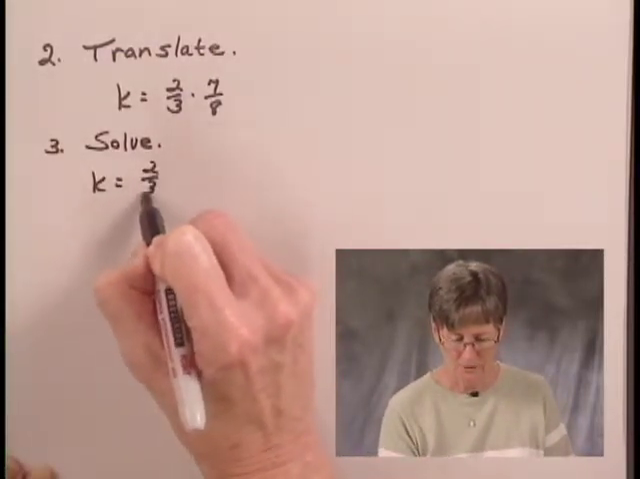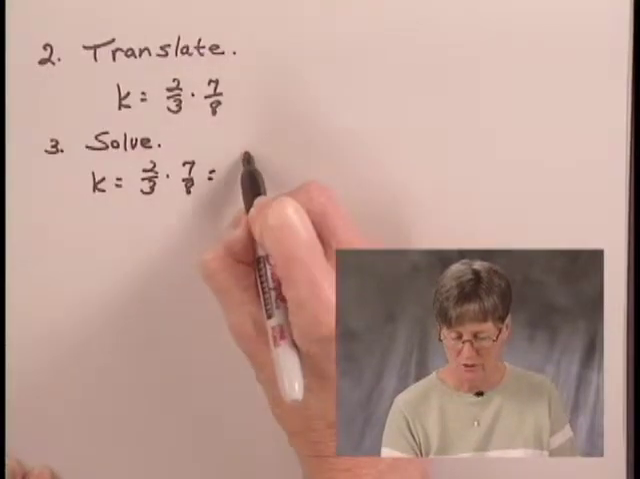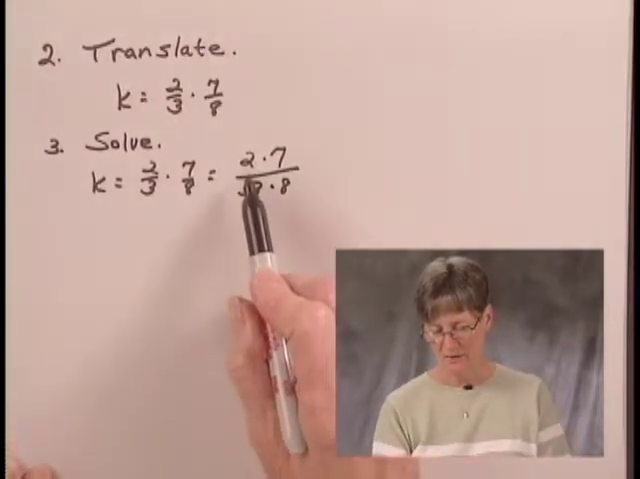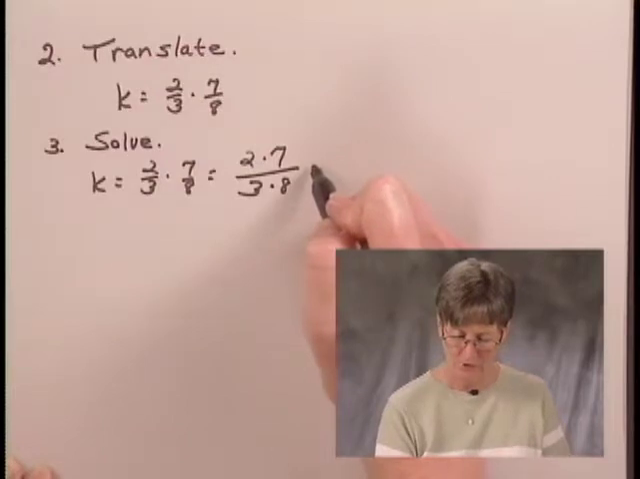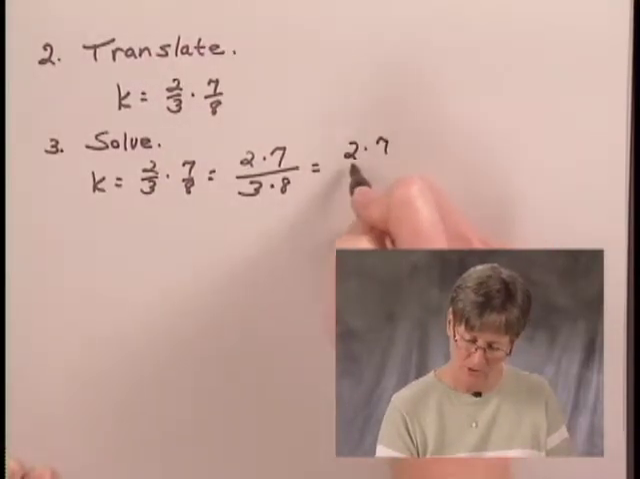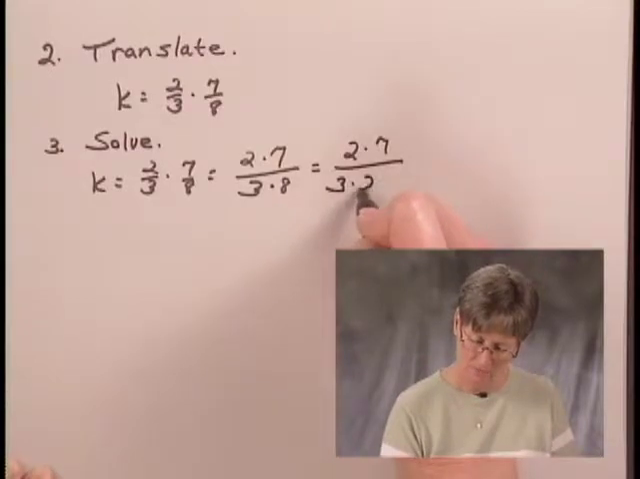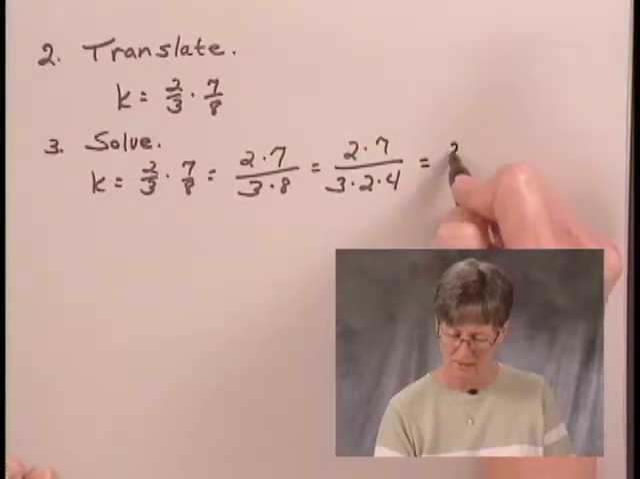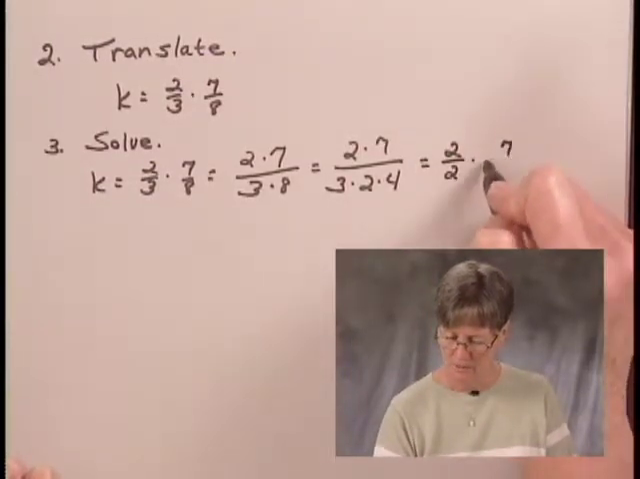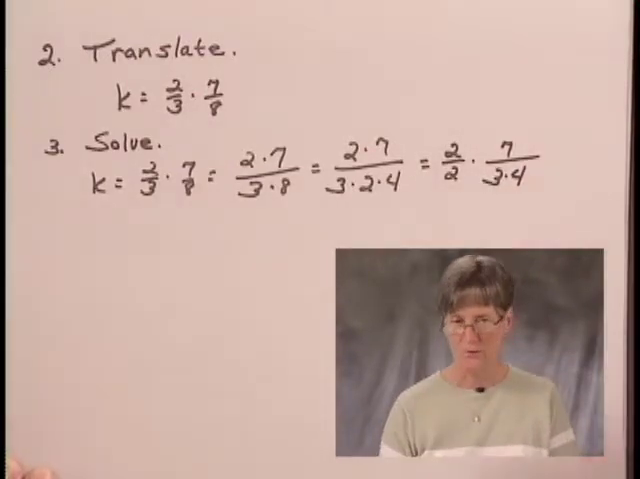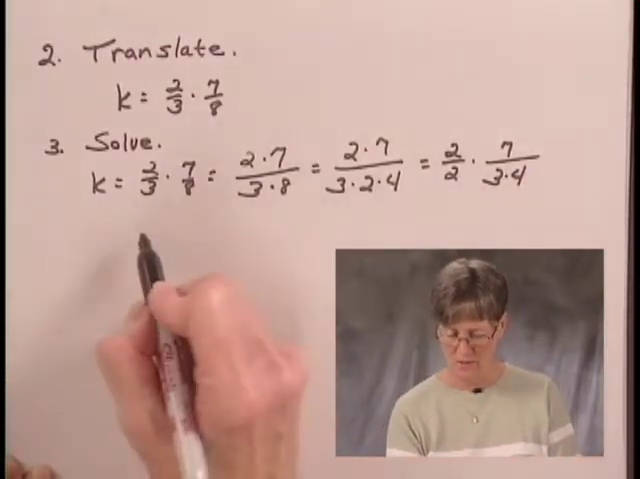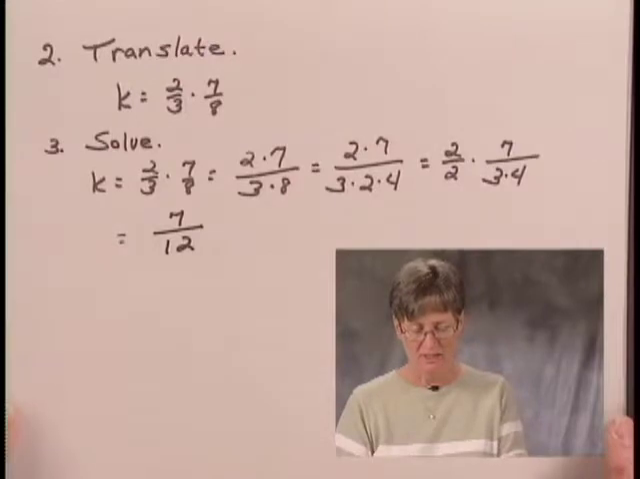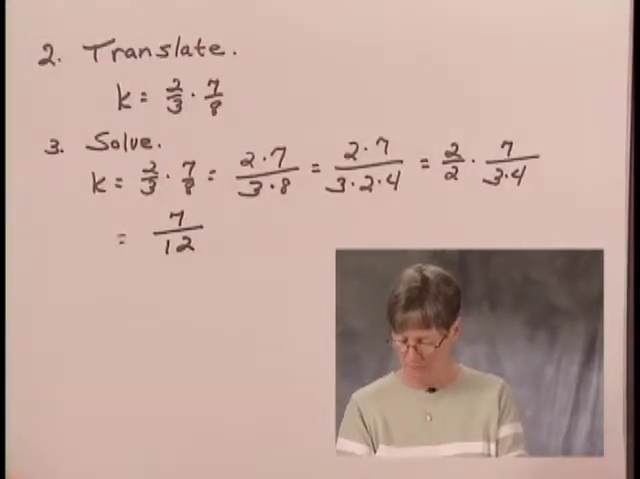K is equal to 2/3 times 7/8, which is 2 times 7 over 3 times 8. And I see that there's a factor of 2 in the numerator, and 8 has a factor of 2. So I'll write 2 times 7 over 3 times 2 times 4. And now I can simplify the product. I can write this as 2 over 2 times 7 over 3 times 4. 2 over 2 is 1, so I have 7 over 3 times 4, or 7/12. So this tells us that Carl got 7/12 of an acre.